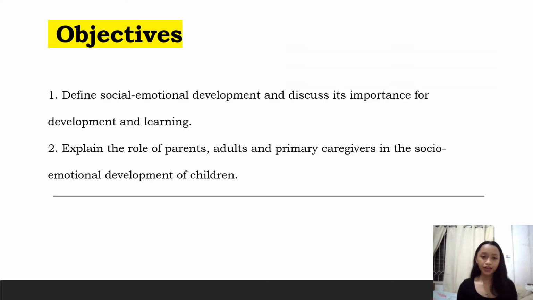First, we are going to determine our objectives to make sure that we can properly tackle these things and answer them at the end of the report. First, we have to define social emotional development and discuss its importance for development and learning. Second, explain the role of parents, adults, and primary caregivers in the social emotional development of children.